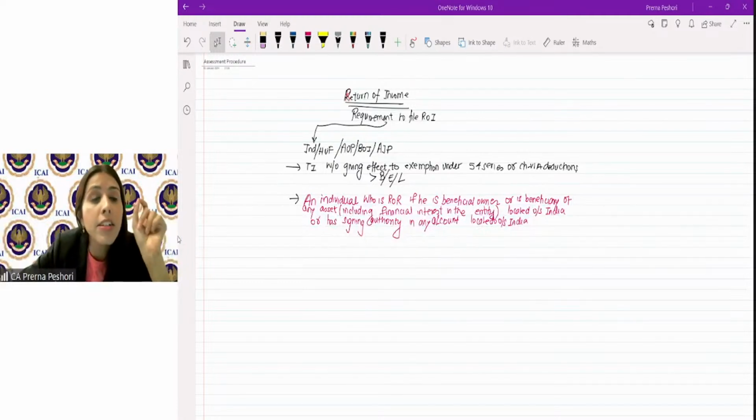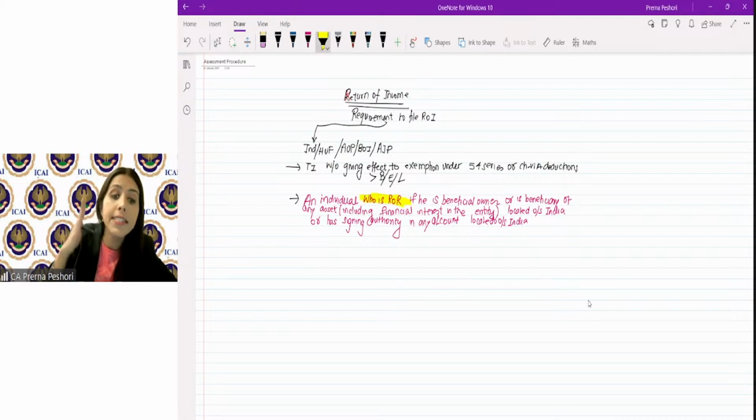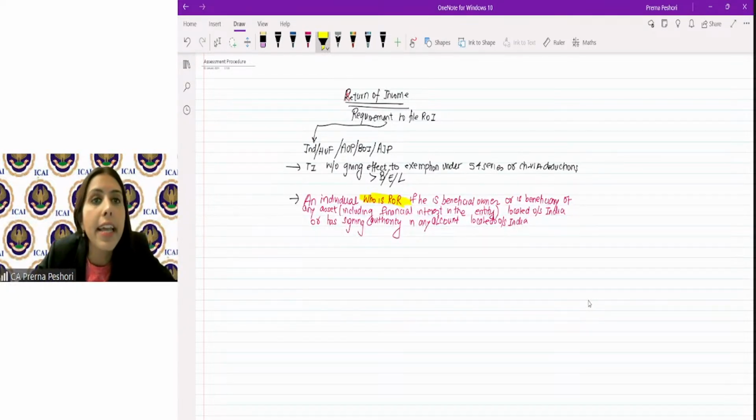Secondly, a resident and ordinary resident, a ROR, an individual who is ROR. This is not for non-resident. This is also not for resident and not ordinary resident. This is only for ROR, who is a beneficial owner or beneficiary of any asset, including the financial interest in an entity, or has signing authority in any bank account located outside India.